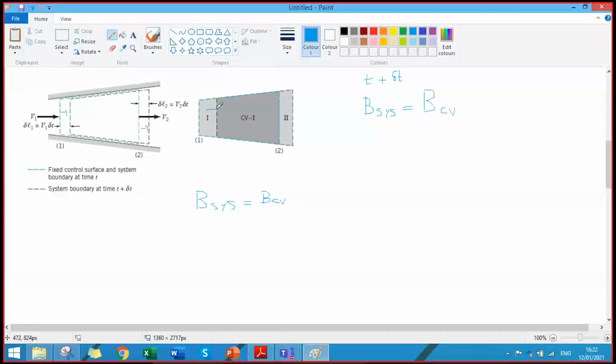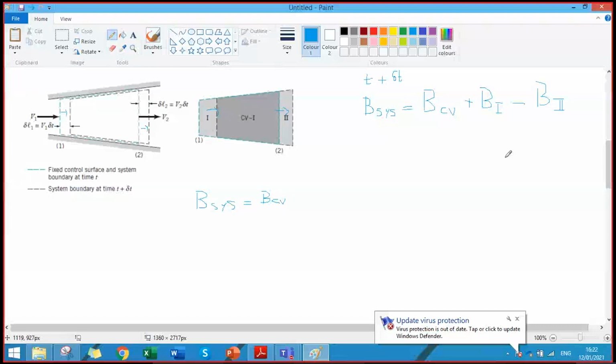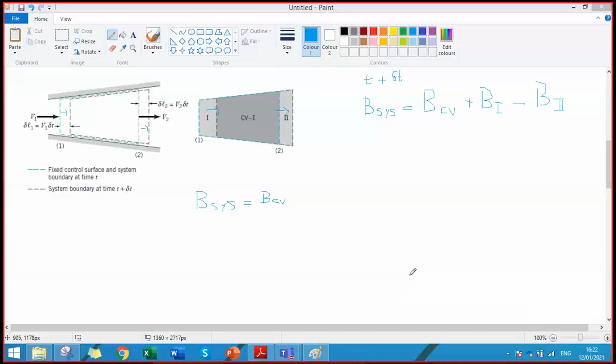Plus the amount which has entered the control volume, that is B1, right? Minus the amount that has left the control volume. Is it like that? Yes. Clear? Does anyone have a question about this? Is this understood? Yes sir, understood.